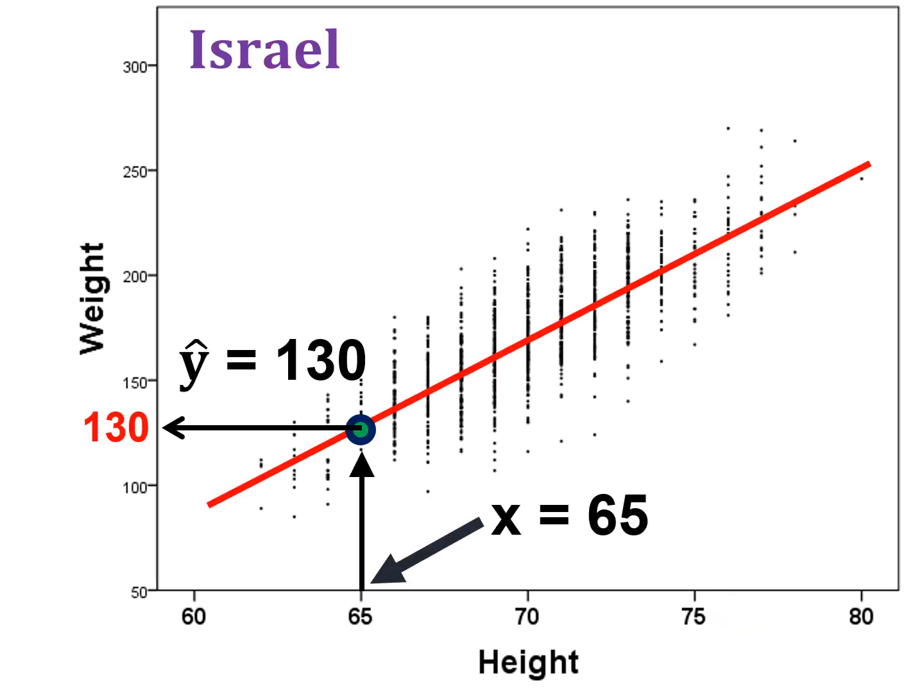As another example, here's the regression line for Israel. If a man is 65 inches tall like Israel, the predicted value of y is 130. We can see the prediction point for men 65 inches tall. The y coordinate of the prediction point is 130. Keep this number in mind.